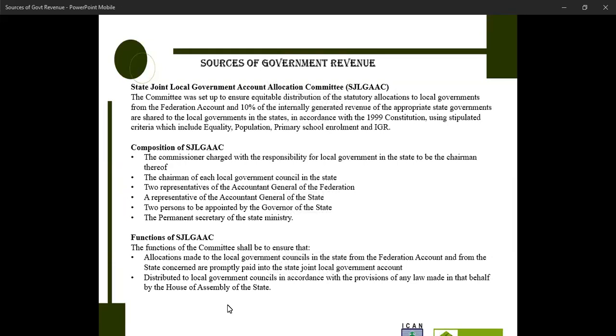We move on to the SJLGAAC, State Joint Local Government Account Allocation Committee. The committee was set up to ensure equitable distribution of the statutory allocations to local government from the Federation accounts, and 10% of the IGR, internally generated revenue, of the appropriate state government are shared to the local governments in the states.